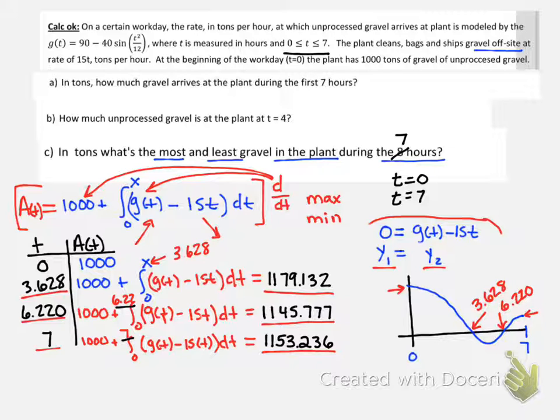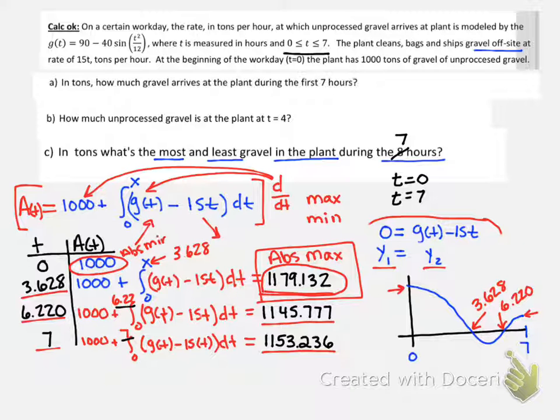As you can see, 1,000, that's going to be our absolute minimum, and 1179.132, this will be our absolute maximum. So that's what we should report as our answers. And with this table, it's key that we've shown where the rate in minus the rate out equals 0, so we found our interior critical points. This is anything that's going to be critical on one of these challenging AP problems.